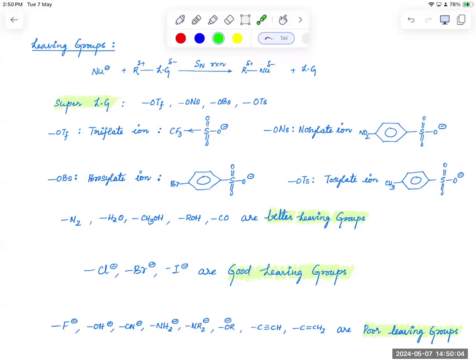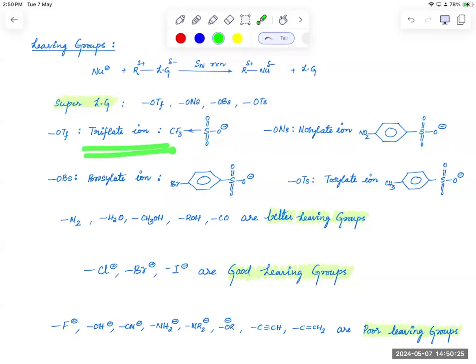They do not even require the support of a nucleophile to push. Within some vibrations, this leaving group will leave away, leaving behind that R. Such cases are called super leaving groups. So OTs, ONs, OBs, and OTf. These are super leaving groups.